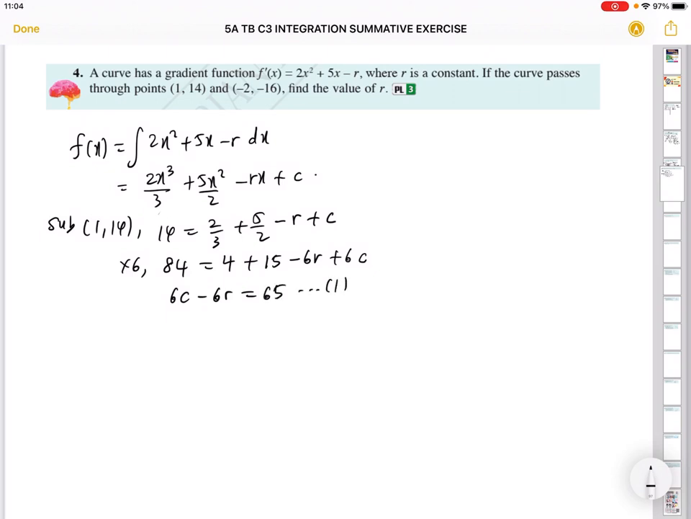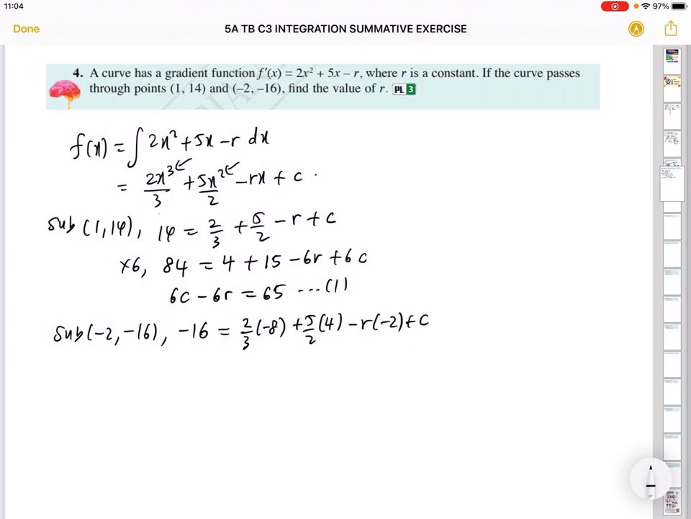Now my second equation is minus 2, minus 16. My y or f(x) is negative 16. My x is minus 2. Okay, now I'm going to sub inside here, do it mentally. Minus 2 to the power 3 is minus 8. Okay, no, I don't write minus 2 cubed. And negative 2 I sub inside here. Negative 2 squared is now 4. And this is just minus 2, plus c.